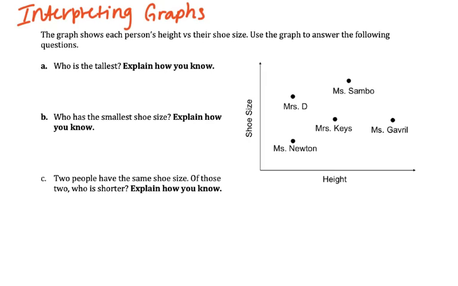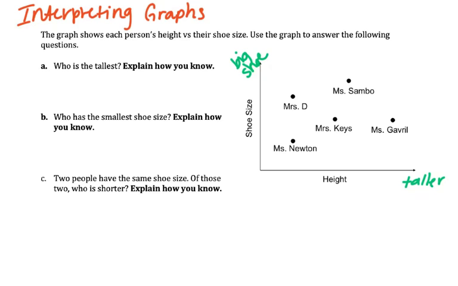The important thing to note first is which axis is represented by which value. So we know in this case our x-axis is represented by height. So the further you go to the right, the taller the person is. The y-axis in this graph is representing shoe size. So again, the higher you go, the bigger their shoe size. So understanding that piece is really important. So the further to the right you are, the taller you are. The further up you are, the bigger shoe size you have.